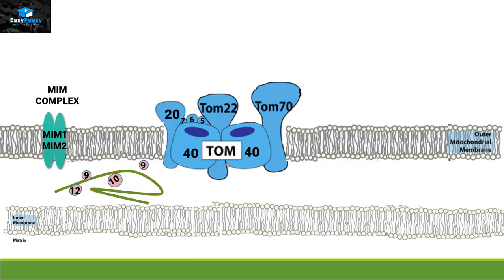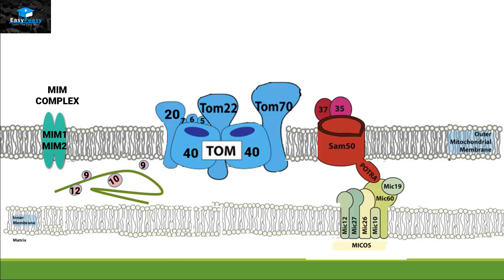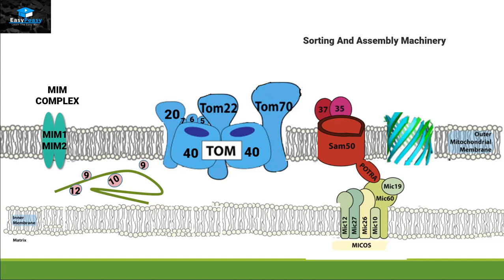The next translocon that we are going to discuss right now is the SAM complex. SAM stands for Sorting and Assembly Machinery. The function of the SAM complex is to incorporate beta barrel proteins from the intermembrane space into the outer membrane of the mitochondria. The SAM complex consists of 3 domains.